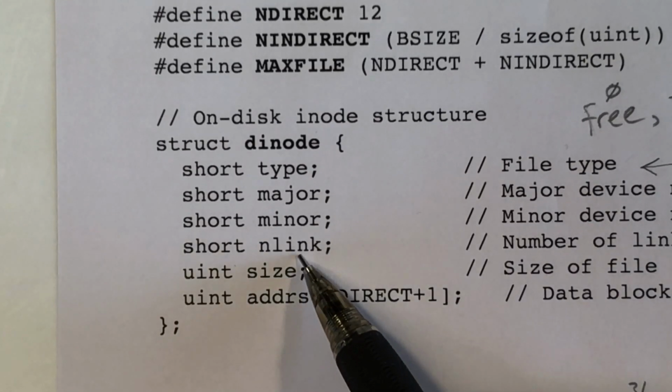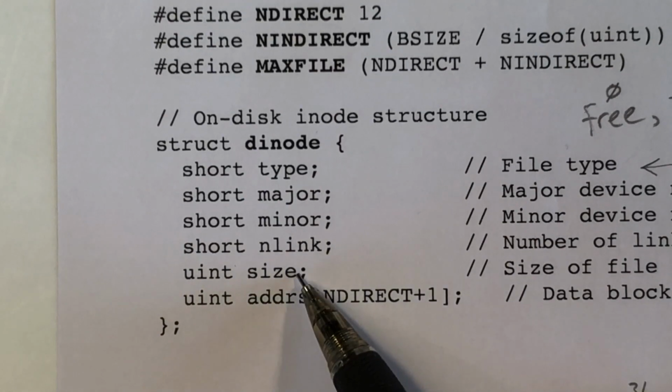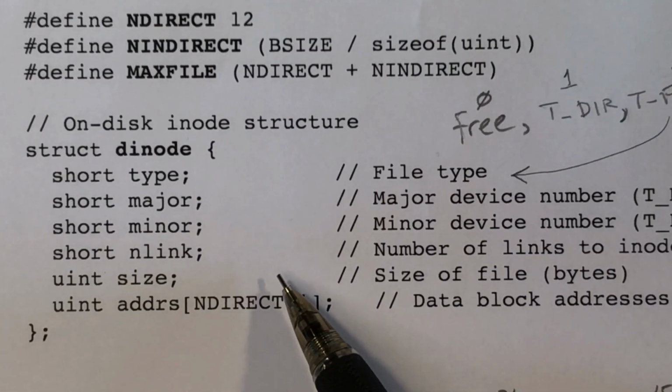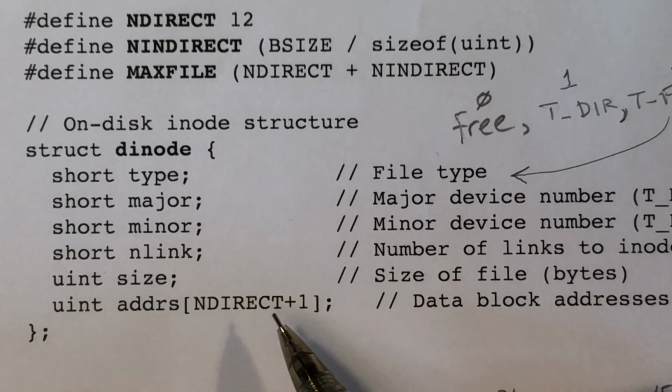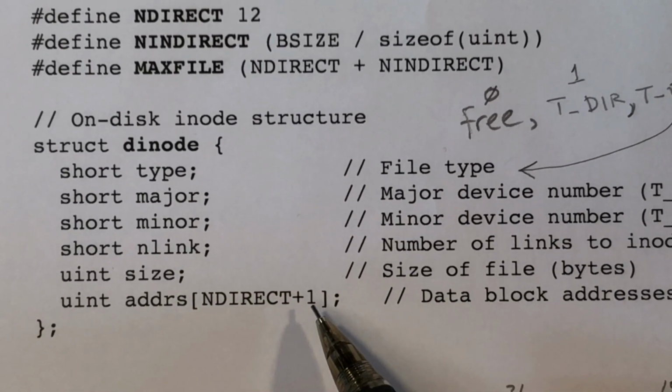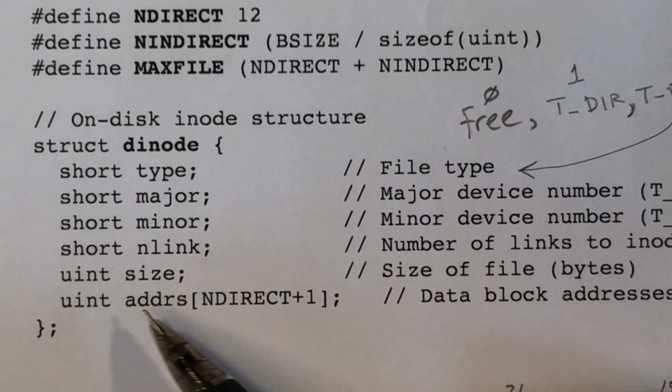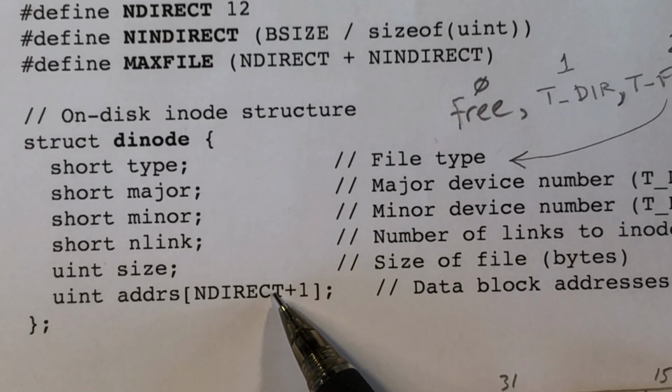Then we have the number of hard links, and then we have the size in bytes if it is a directory or a regular file. And finally, if it is, we have the blocks on disk where that data will be kept. So this is an array of block numbers here.